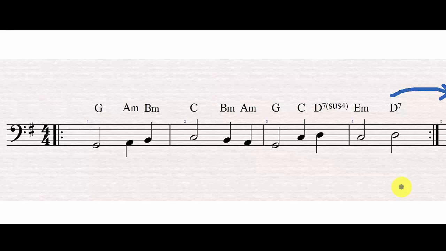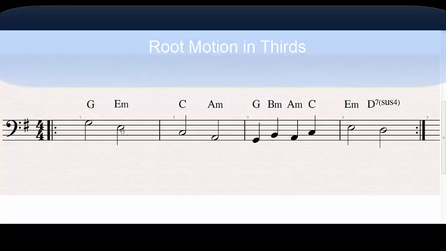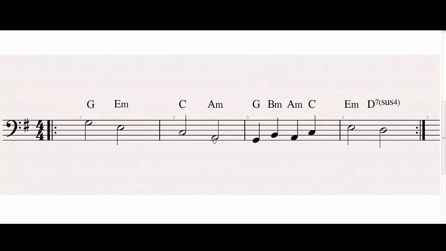So the next one would be motion of thirds. So we'll skip to that now, okay? Okay, so here we see movement in thirds. G to E, down a third. C to A, down a third. E to G to B, a third. A to C, a third, and E to D stepwise. So that's looking at it in thirds.